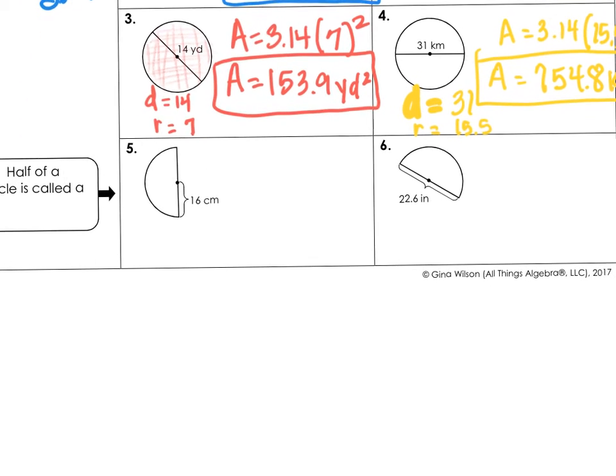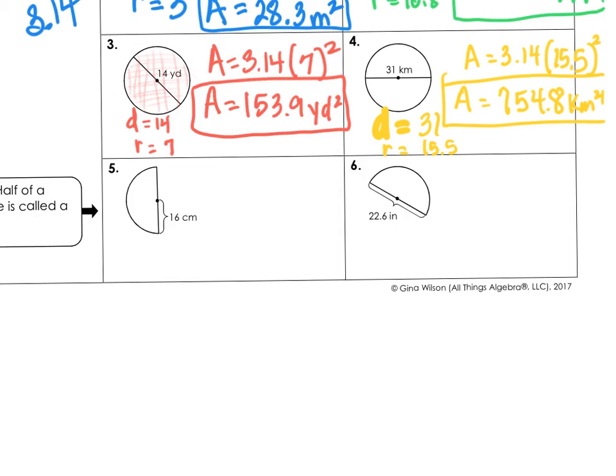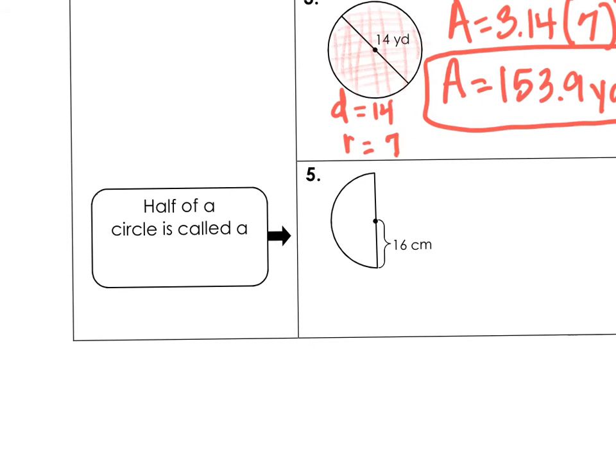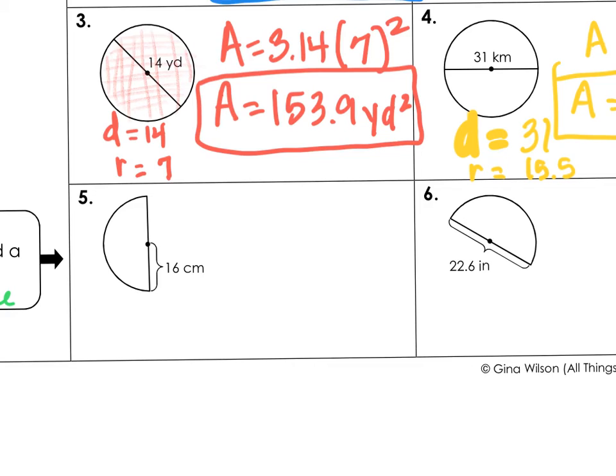Okay, now let's move down to these little half ones. A half a circle is called a semicircle. So, what were we given? A semicircle, yeah, I know that, but it says only from here to here. So from here to here is our radius equals 16, and we know area is pi r squared, so we're going to do area equals 3.14 times 16 squared.